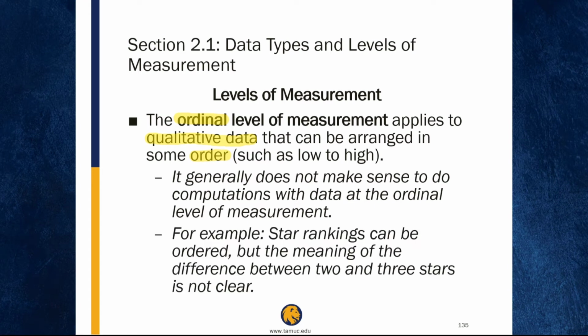So for example, when star ratings are given to a movie, those can be ordered, but the meaning of the difference between, let's say, 2 or 3 stars is not very clear. Since it's really not a, quote, measurement in the same way that a quantitative measurement would be, we're not really thinking about the numerical difference between them, rather just the simple ordering between them.